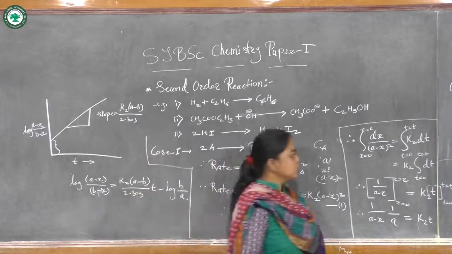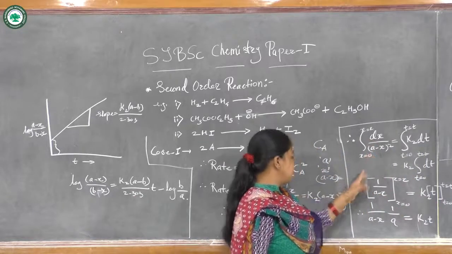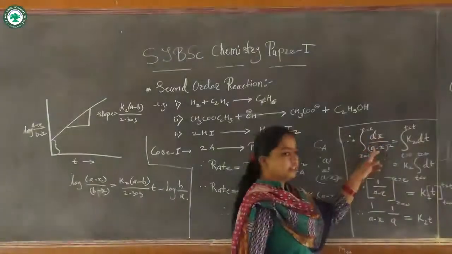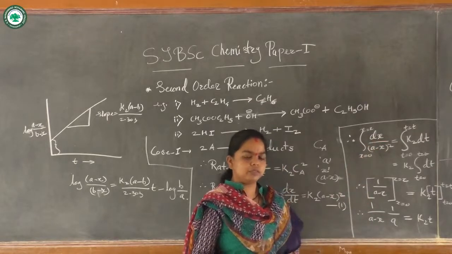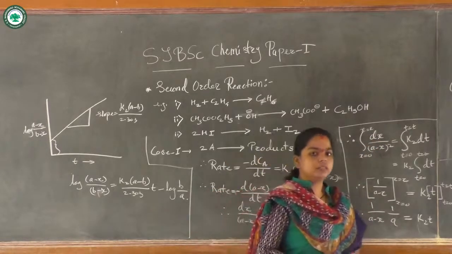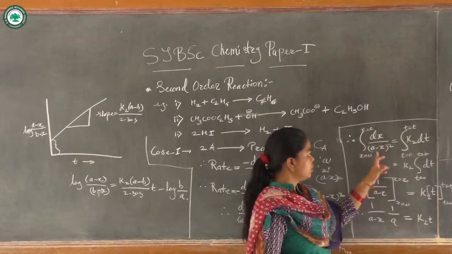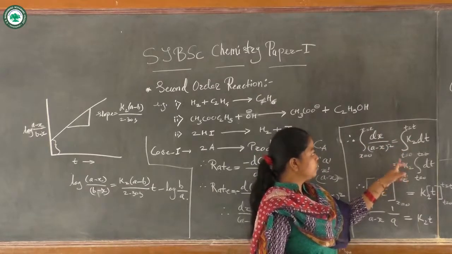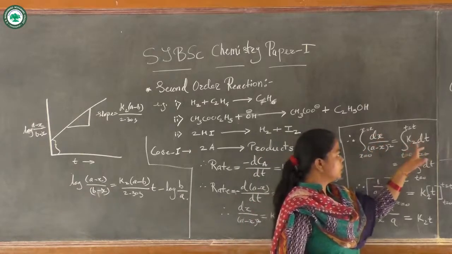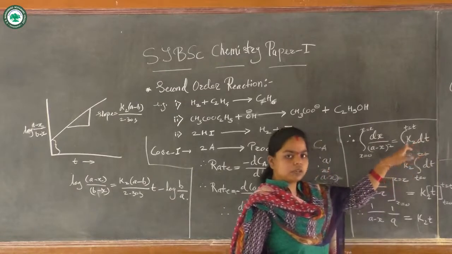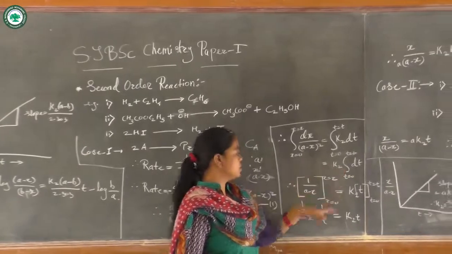Now next, integration can be taken for this equation. The integration can be taken from the limits x equals 0 to x equals x, and for t it is t equals 0 to t equals t. So we integrate this equation within these limits, and we get the integration of dx upon (A minus X) raised to 2 equals K2 into dt. Now this K2 term is the constant, the second order rate constant, so it is taken out of the integration. So we are getting this.